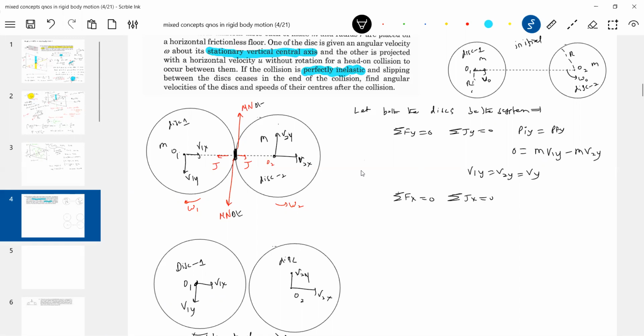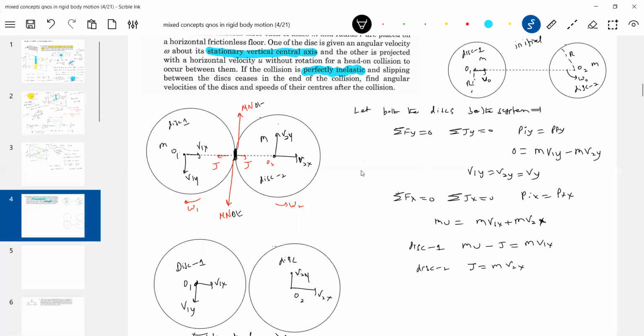Now let both the disks be the system. Initial momentum m u, final momentum m v1x plus m v2x. Okay, what about v1x and v2x? We don't know that. So let me analyze individually. Both are unknowns. So what shall we do? On disk 1, m u minus j equal to m v1x. On disk 2, j equal to m v2x.